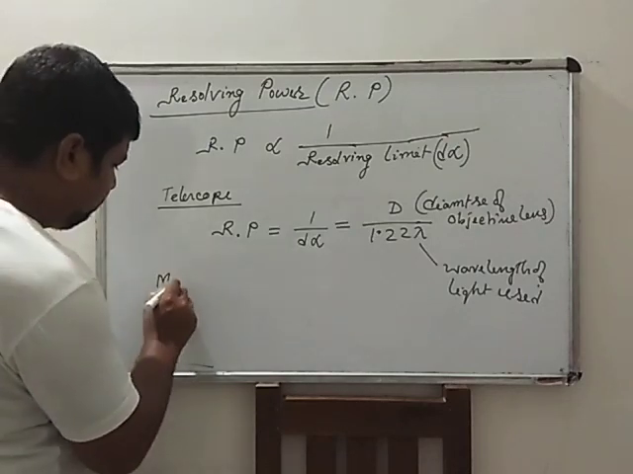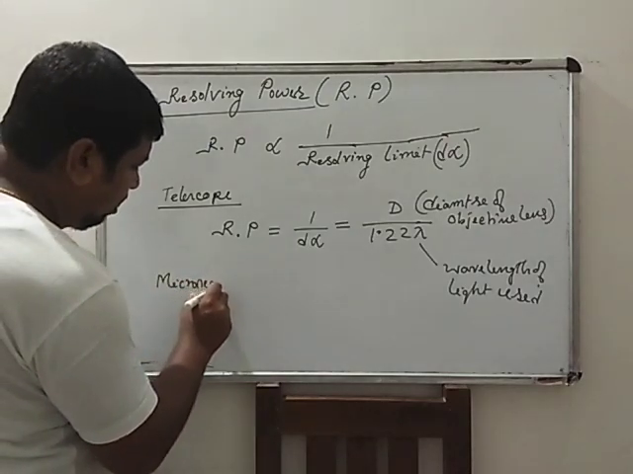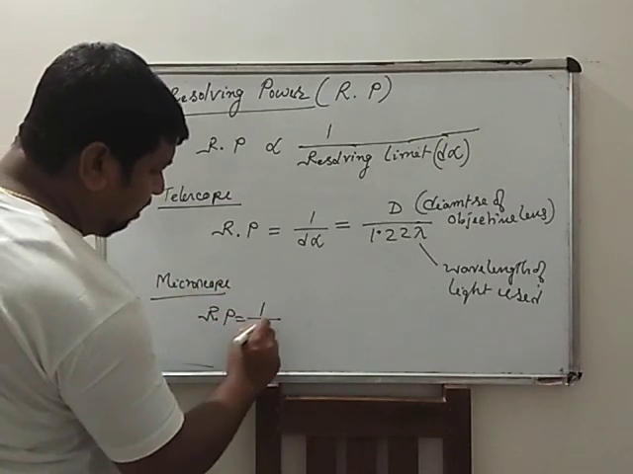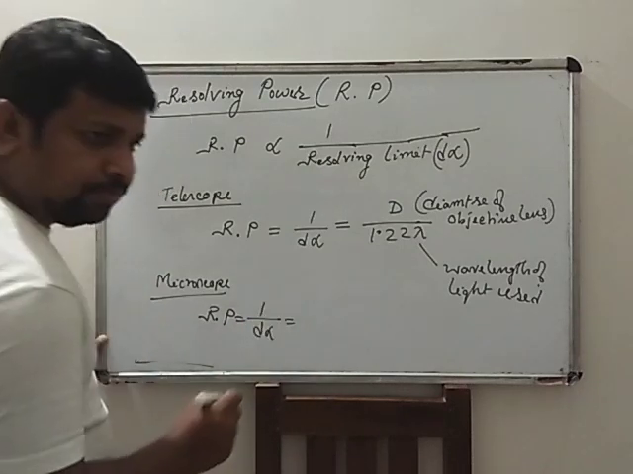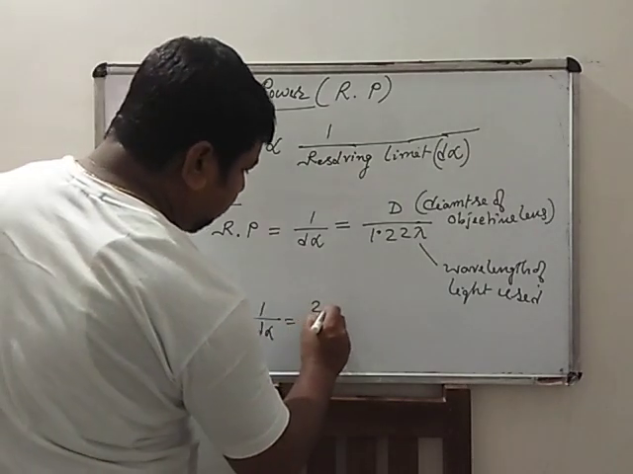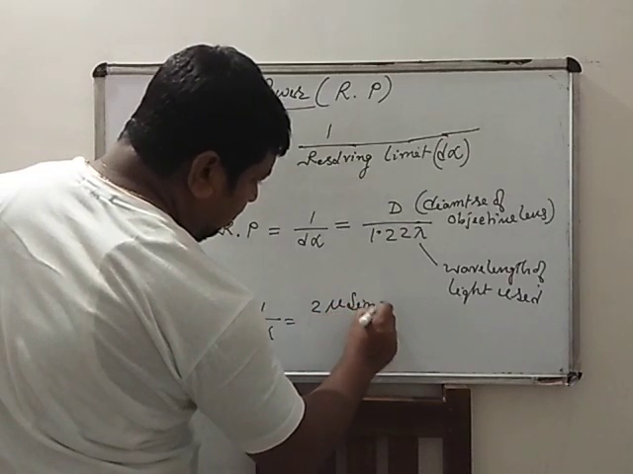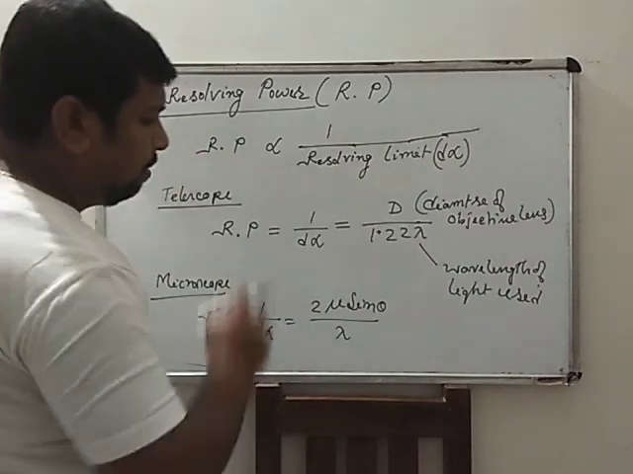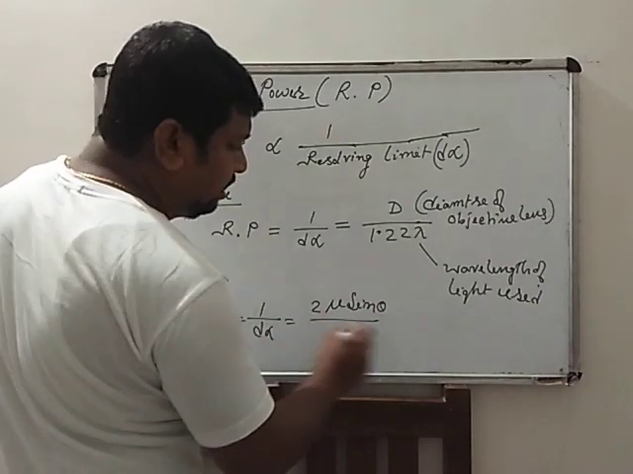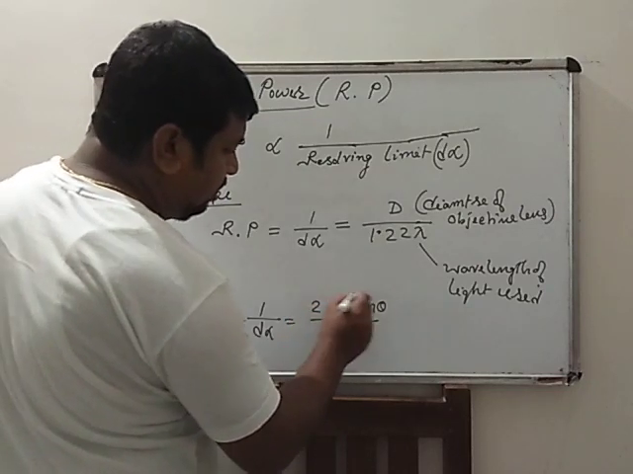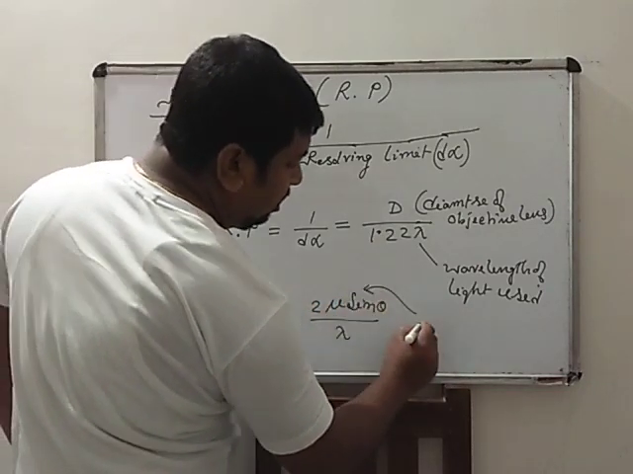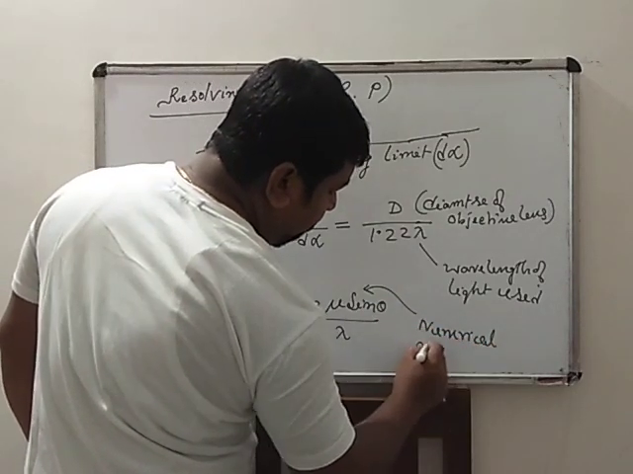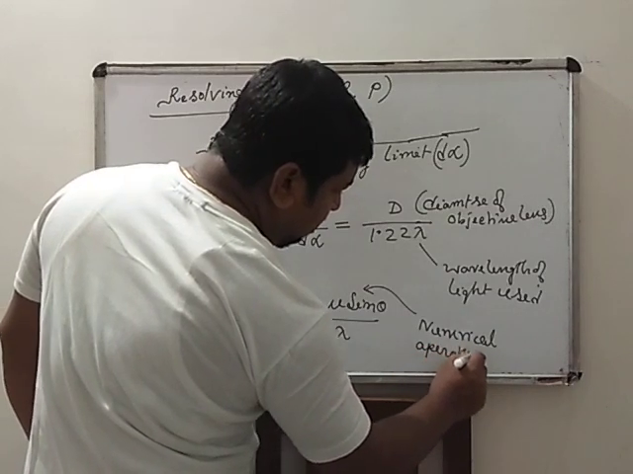Next, in a microscope, RP is equal to 1 by d alpha, equal to twice mu sin theta divided by lambda. So this mu sin theta part, twice mu sin theta by lambda, is known as numerical aperture.